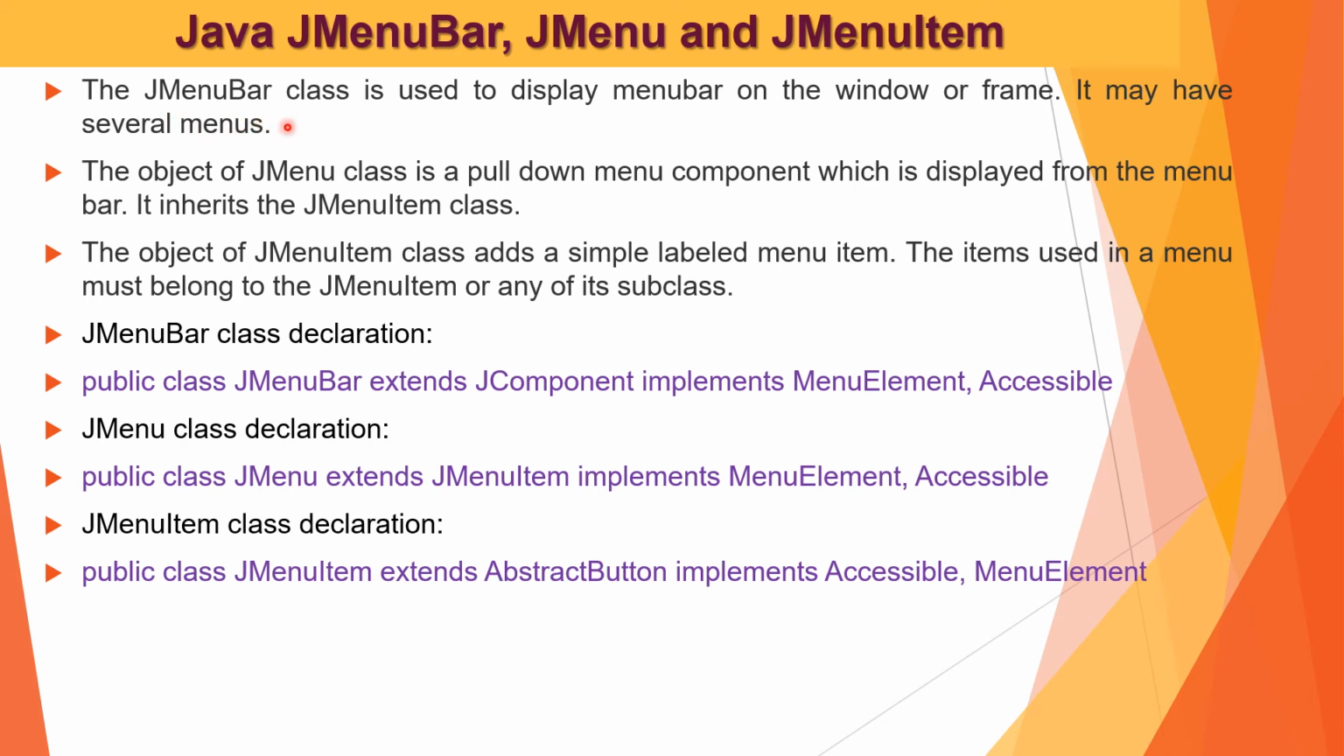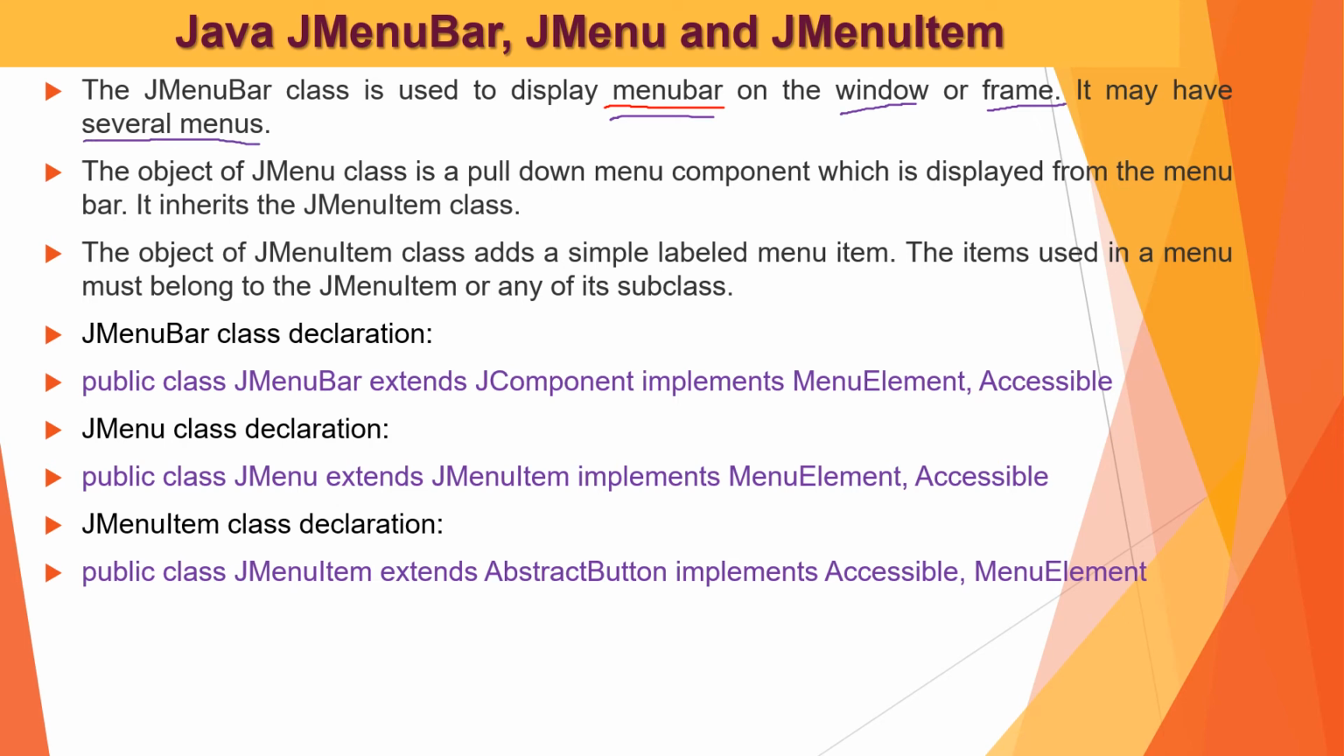First, the JMenuBar class is used to display a menu bar on the window or frame. See here, a menu bar will be displayed on the window or a frame. So the frame we are going to display may contain a menu bar, and it may have several menus.